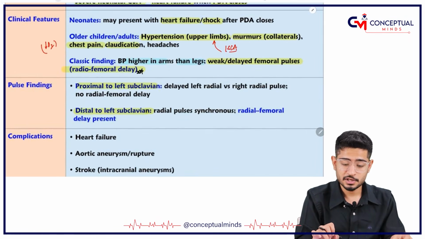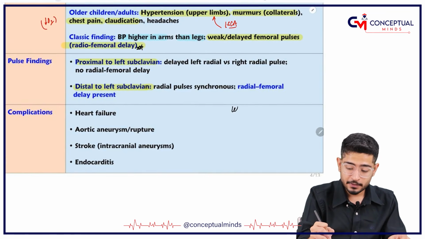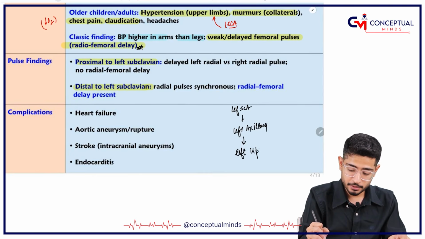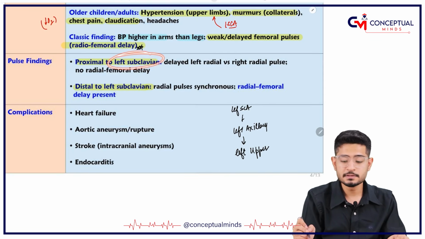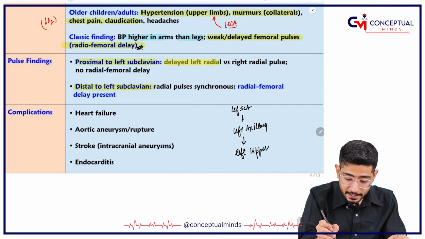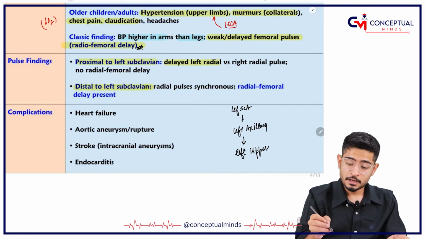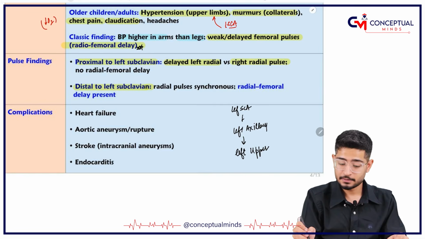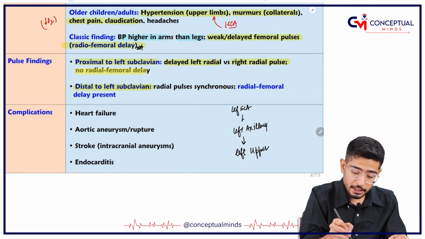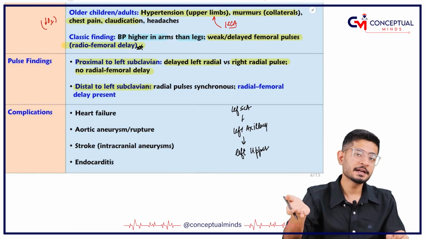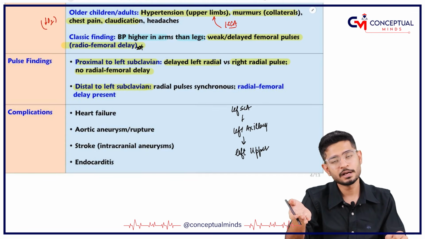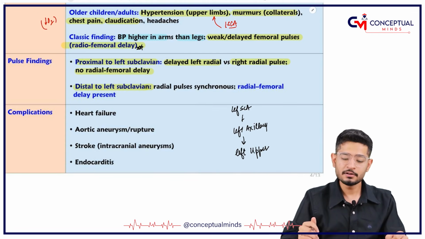If you remember from your upper limb anatomy, the left subclavian artery continues as the left axillary artery, and it supplies most of your left side upper limb. So if the narrowing occurs proximal to the left subclavian, there will be a delayed left radial pulse versus the right radial pulse. But in this case there is no radiofemoral delay, because when the left radial artery is going to get the blood, at the same time the femoral artery is going to get the blood.